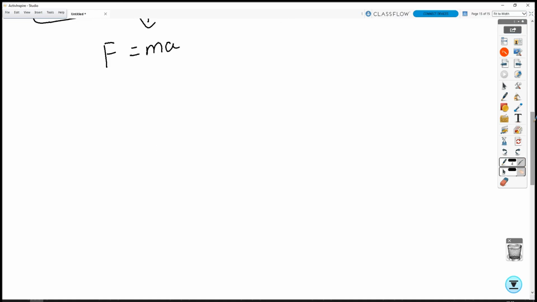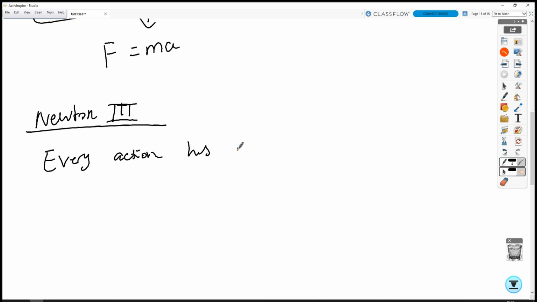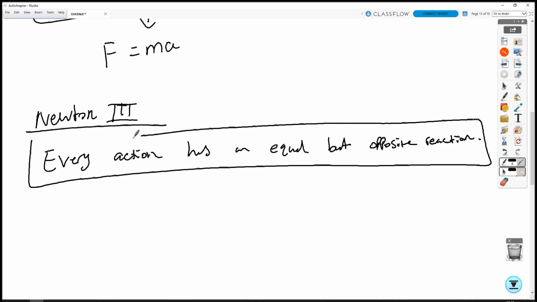Next is Newton's third law. And Newton's third law says that every action has an equal but opposite reaction. Newton's third law might sound like it's the simplest of the three. But actually, Newton's third law has a few things you need to consider. Because sometimes what you think might be Newton's third law actually is not Newton's third law.